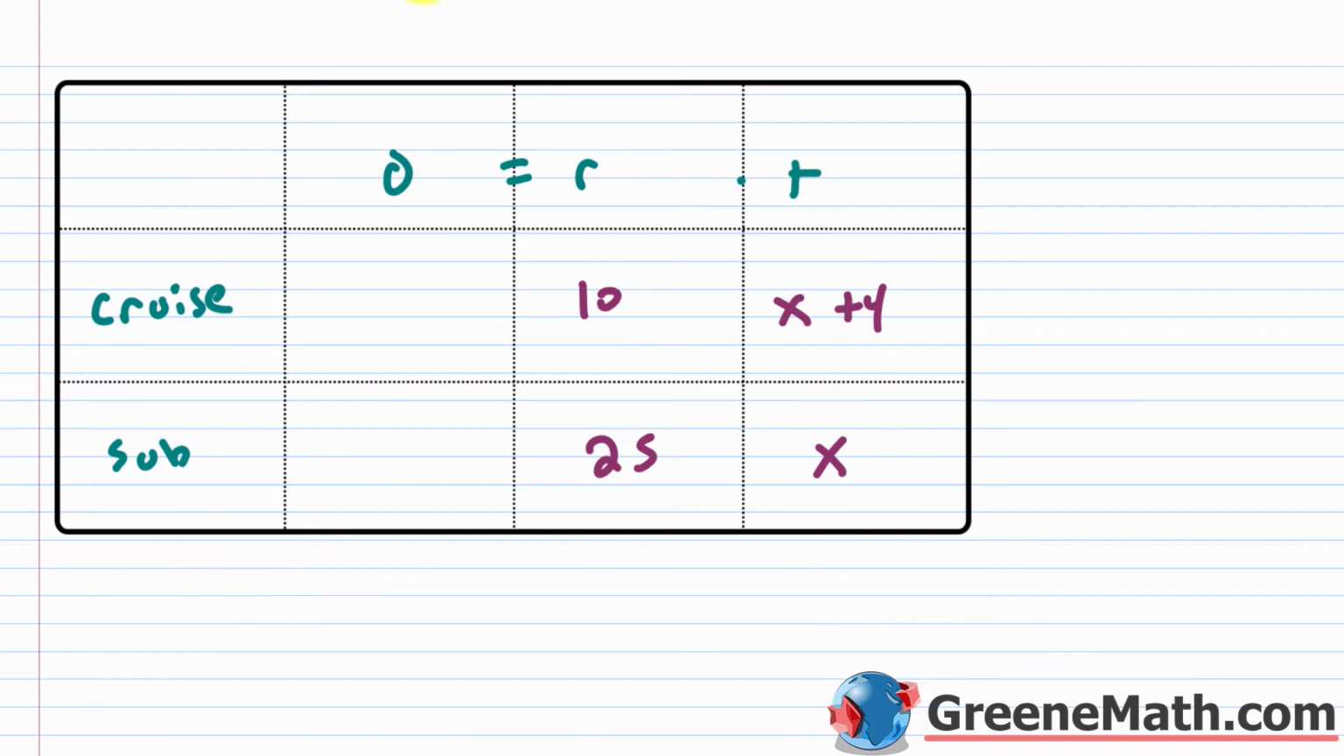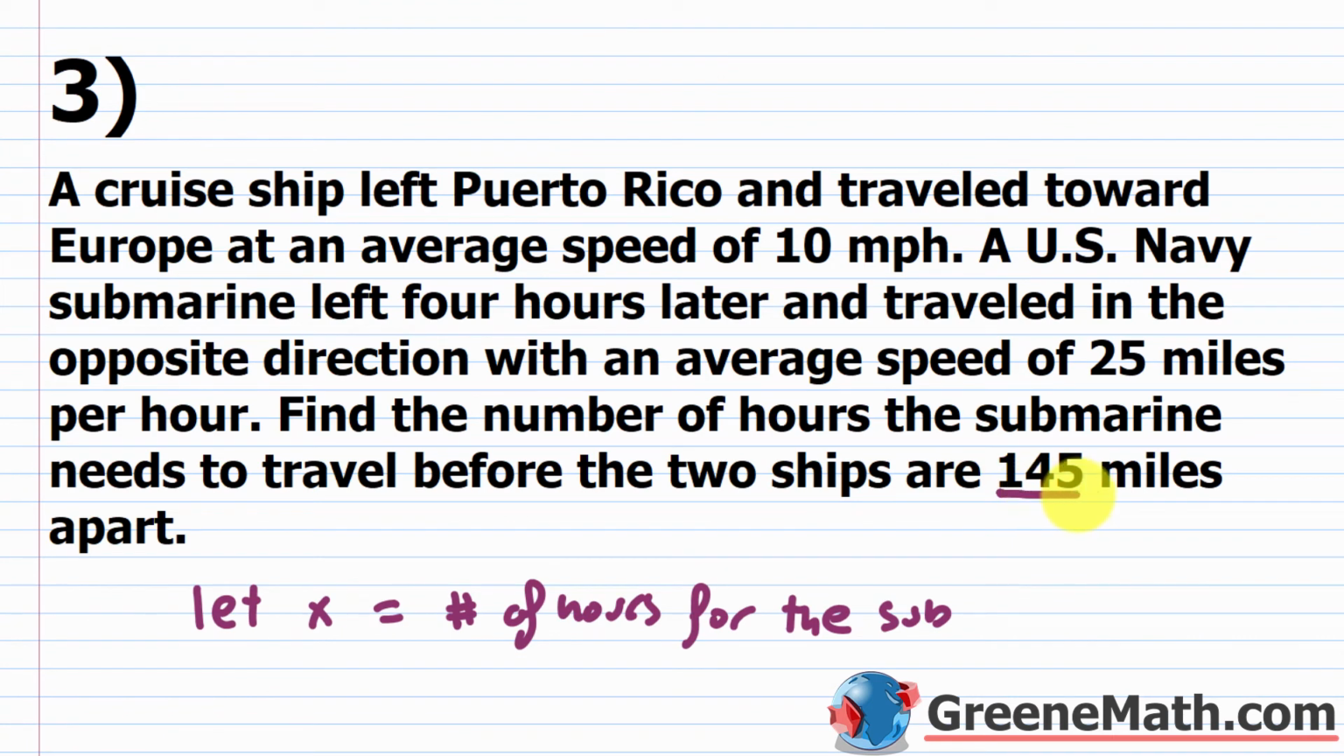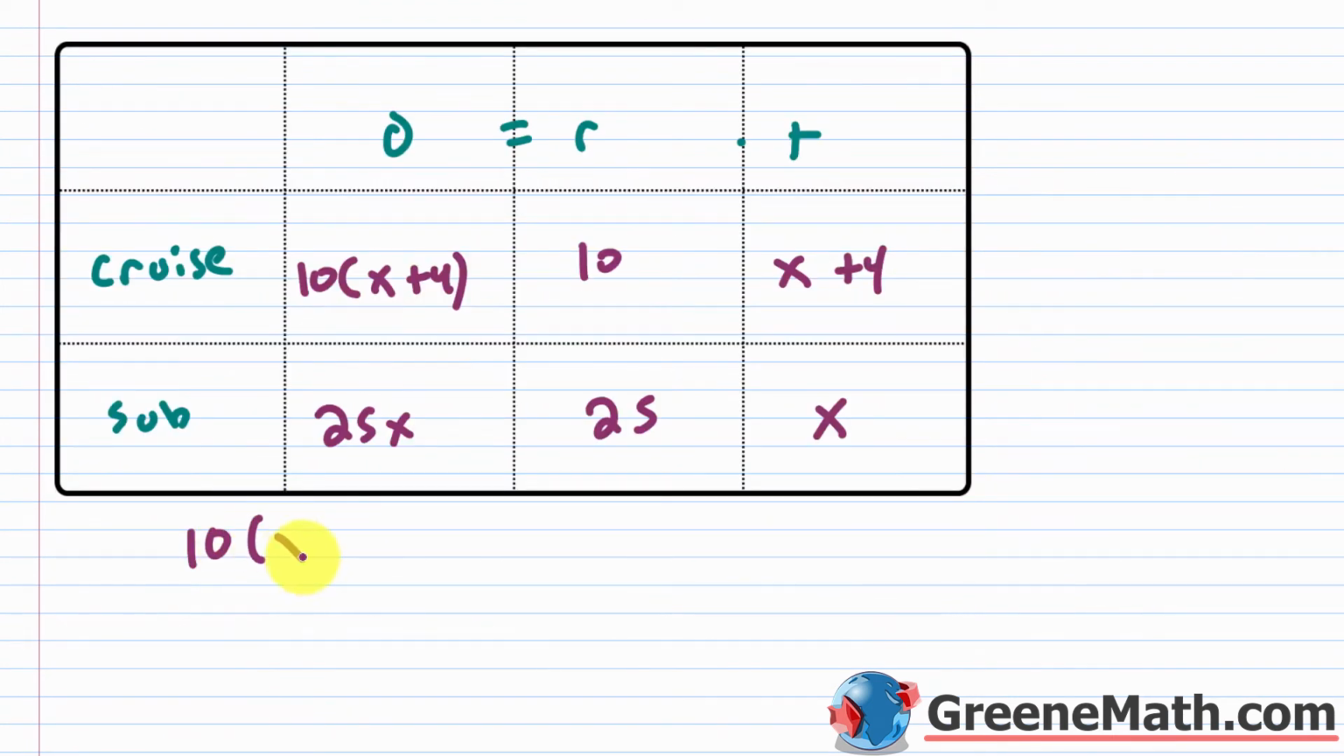So multiplying these, all I'm going to do here is multiply across. This is 10 times the quantity X plus 4, and this will be 25X. So now in this particular case, you want to sum these distances and set this equal to this 145. Again, that's how far apart they are. So what we'll have is 10 times the quantity X plus 4, then plus 25X is equal to 145. Again, the distance that the cruise ship travels plus the distance that the submarine travels, those amounts are going to sum to a total of 145 miles.